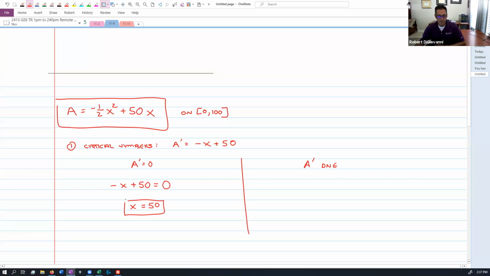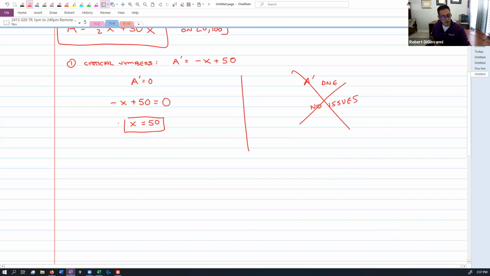That's one critical number. Does your derivative never exist? Is there any problem with this derivative? Do you see fractions or square roots or anything? No, there shouldn't be. Okay, any problems with it? No problems, no issues. All right, so we're just going to chunk this.